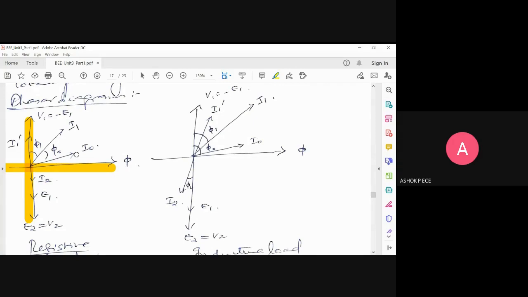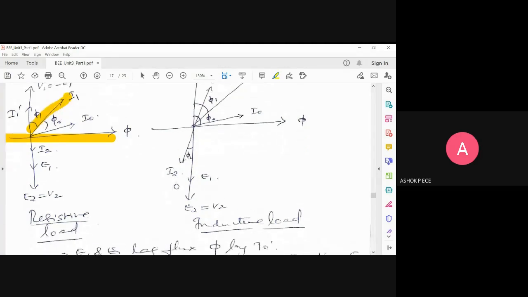See, I2 and E2 will be in the same direction because of resistive load. And I1 is going to be the vector sum of I naught and I1 dash. I1 dash is in phase with V1 and I naught is in the first quadrant. So I1 will be the vector sum of I1 dash and I naught. It will be the addition of these two. I again say, when you add voltage or current in a transformer, you should not add them as numbers, you should add them as vectors. Okay.